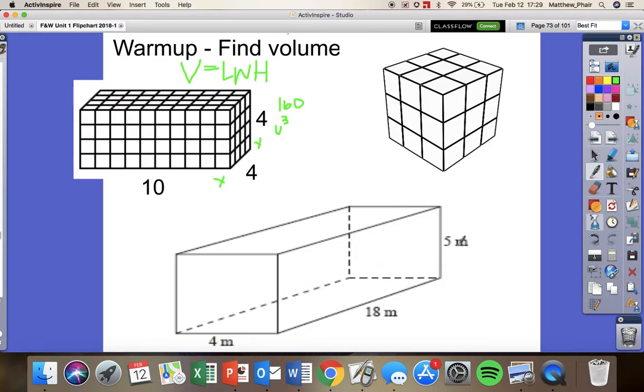If I think about how I can multiply these, if I multiply the 5 and the 4 first, that's going to be 20. And then I multiply 20 times 18. Really, I'm just multiplying the 2 times 18, which is 36, and I add the 0, so it's 360 meters cubed. Up here, I have a 3 by 3 by 3 cubed, so 3 times 3 is 9, times 3 is 27. Again, that would be in cubic units. So we can say U cubed.